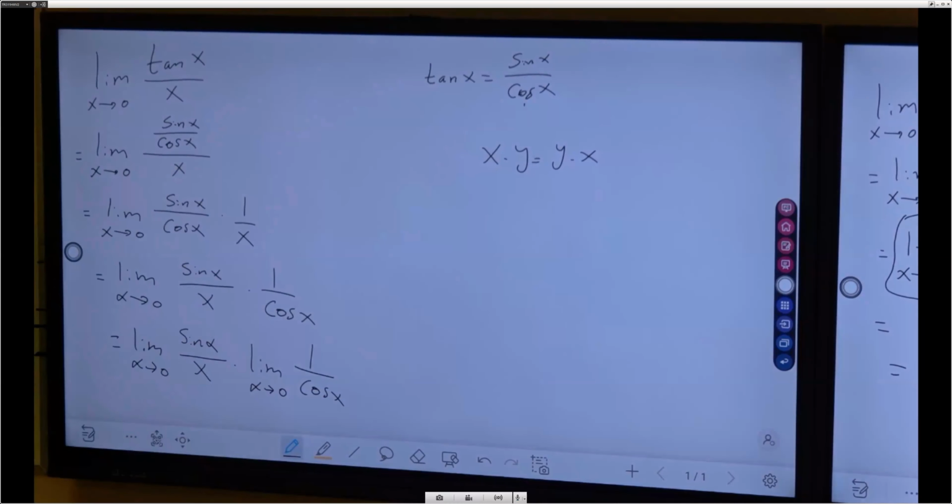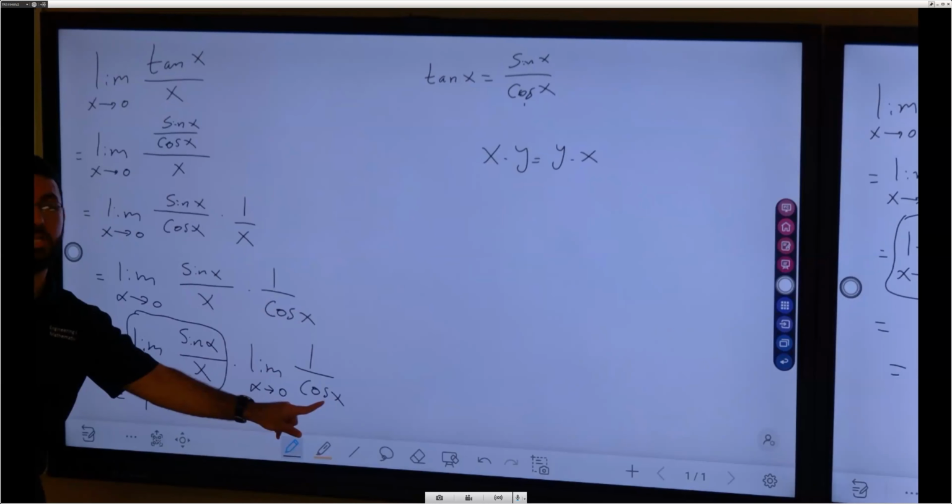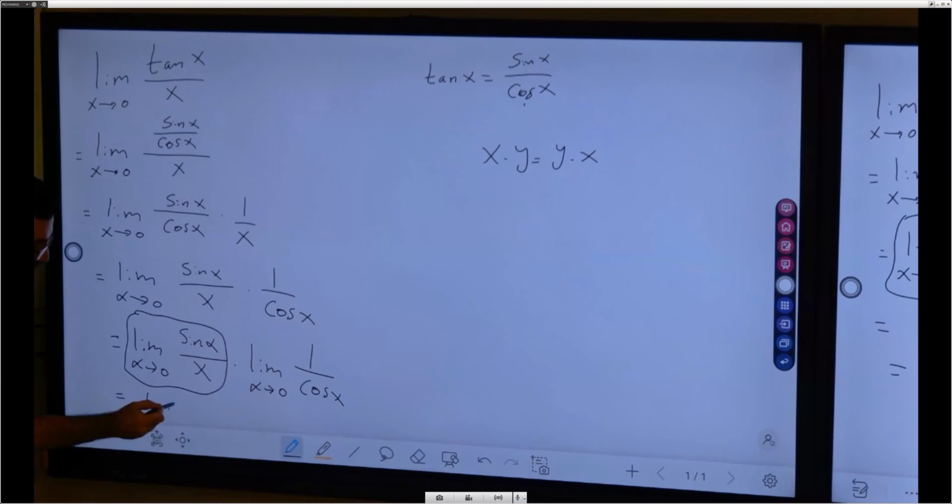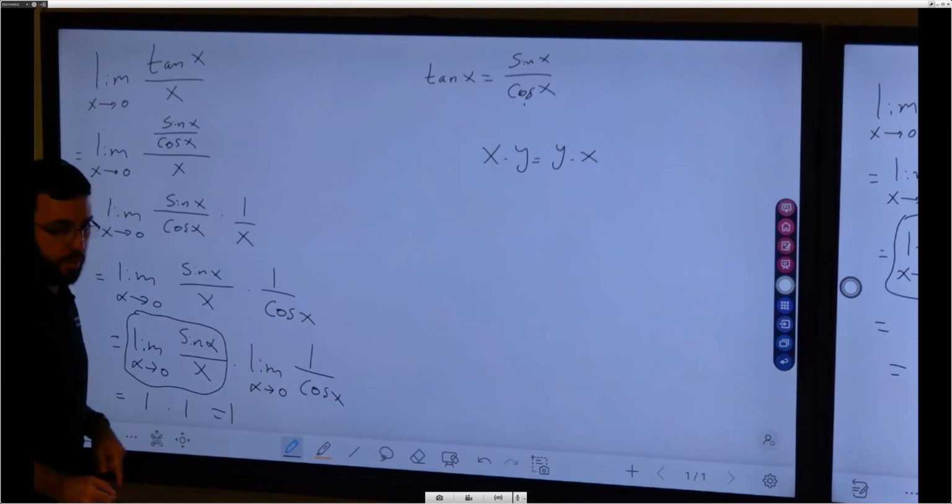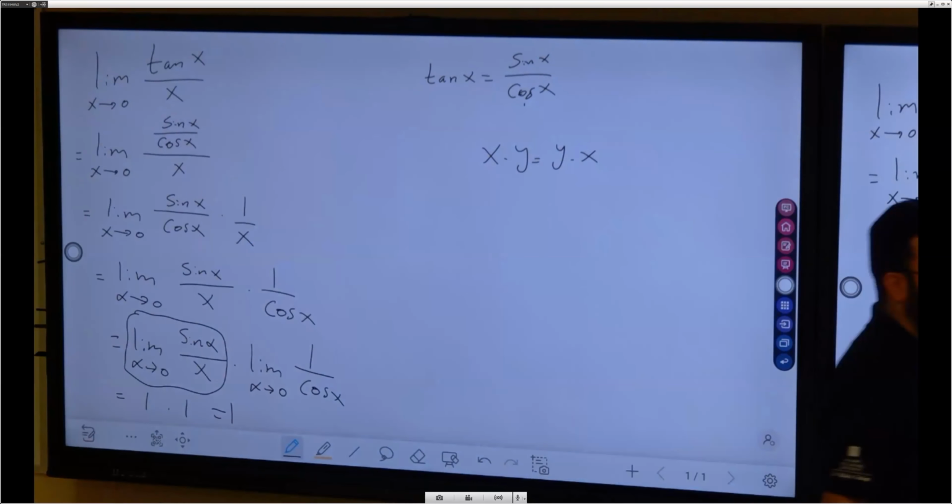Is that cool? How is the result here? 1. 1 times. How much is the result here? There is no rule here. Plug in 0 here. Cosine 0 is what? Cosine 0 is 1. Sine 0 is 0. Cosine 0 is going to be 1, so 1 over 1. Got it? Is it okay?